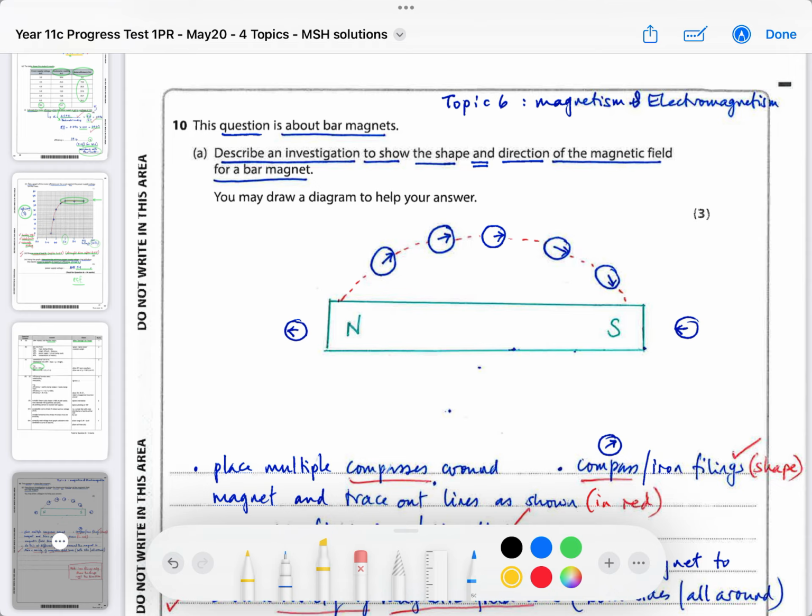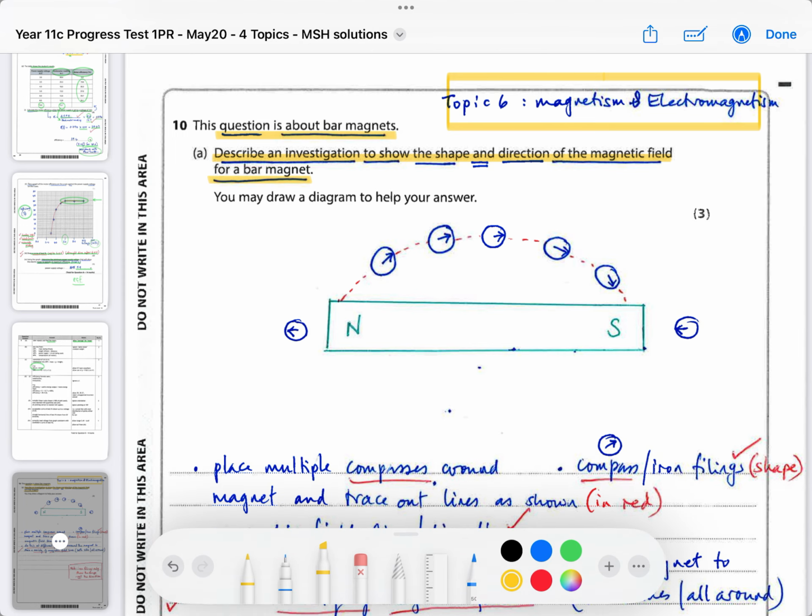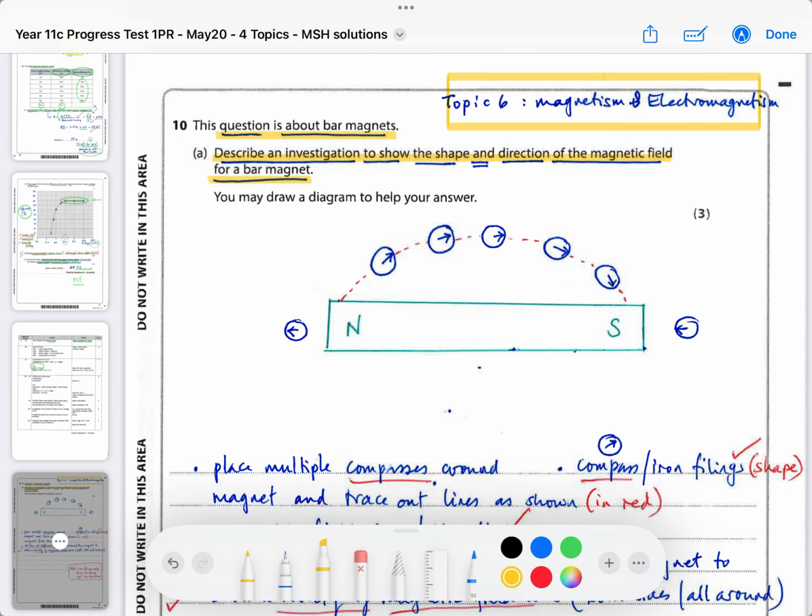Okay, so the next question is from the latest topic that we finished, which is magnetism and electromagnetism. And the question is about the magnetic field around a bar magnet. So I told my students that this will come up in many, many exams. Describe how an investigation to show the shape and direction of the magnetic field around a bar magnet. So it's just a single bar magnet. So I've drawn my single bar magnet. I've drawn compasses.